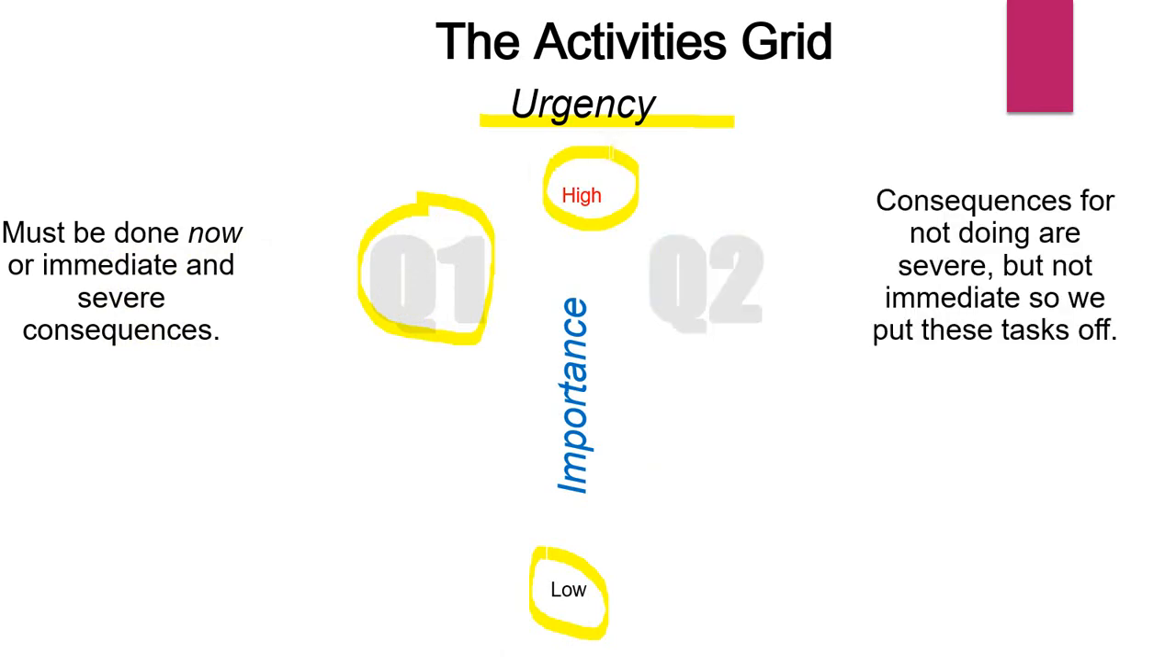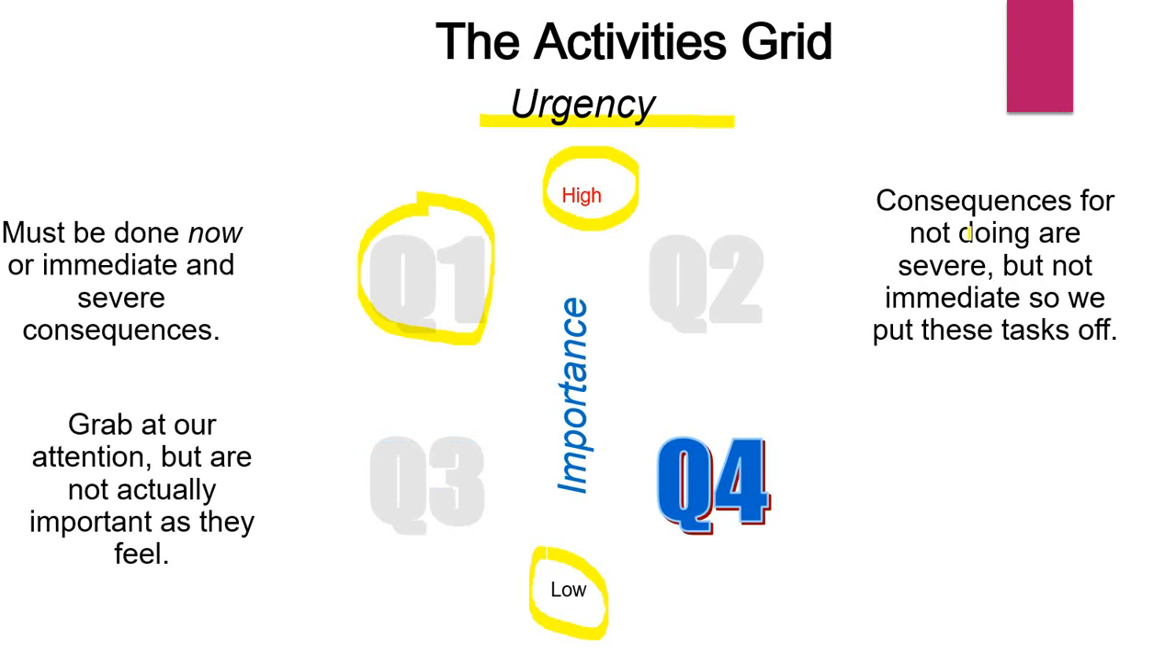Next is the second one: what will be the consequences for not doing it, severe but not immediate, so we put these tasks off. What will be the consequences if we are not doing it immediately? The third one is things that grab your attention but are not actually as important as they feel. So you have understood the situation.